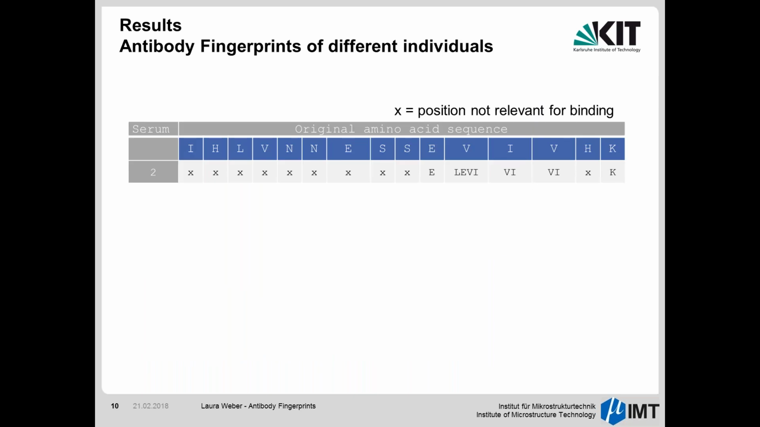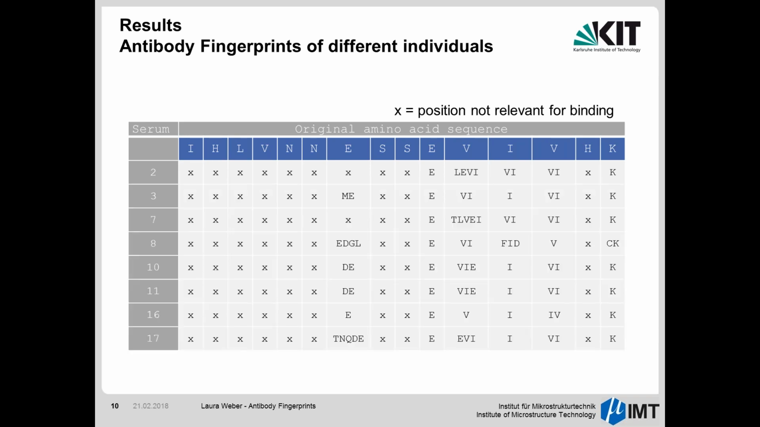So in this case, the original sequence of the substituted peptide is shown horizontally. Below this, we see the binding relevant amino acids and those that can be alternatively synthesized without losing the binding. X means that this amino acid in this position is not relevant for the binding of the respective antibody.